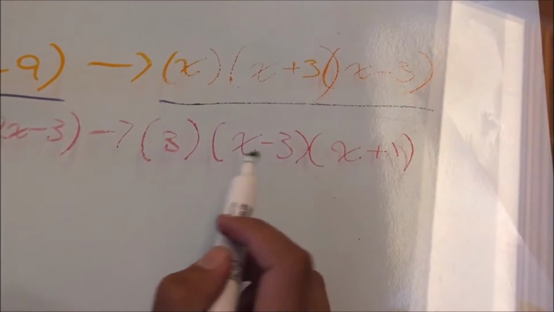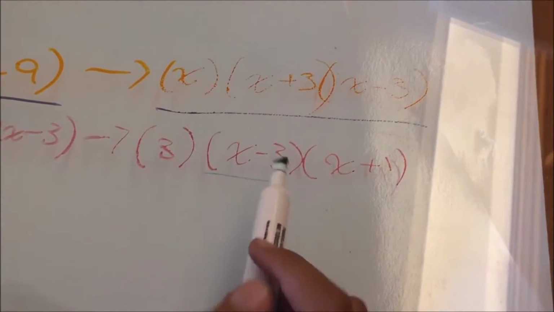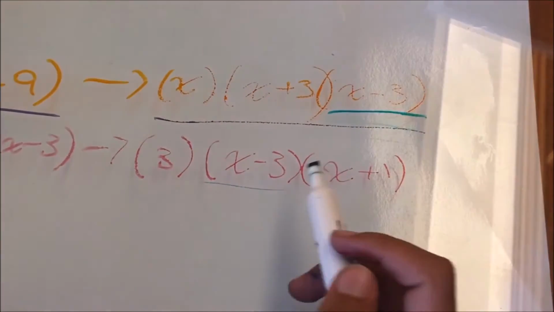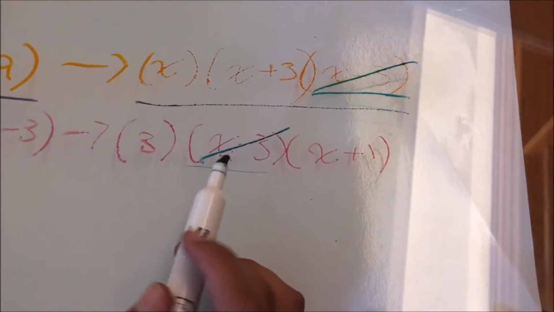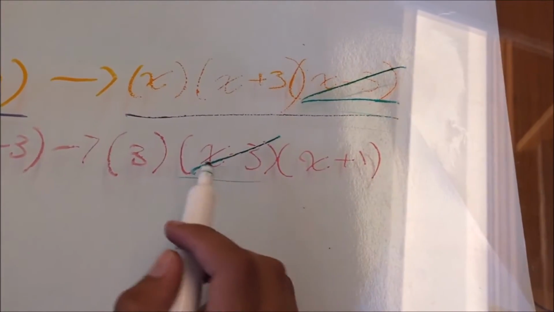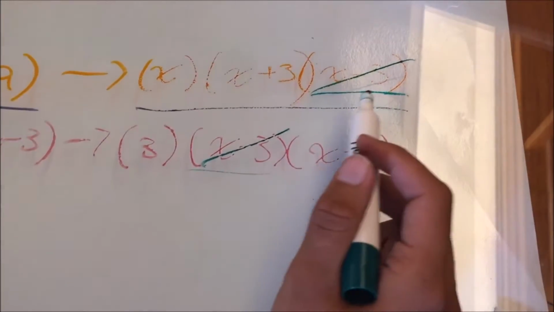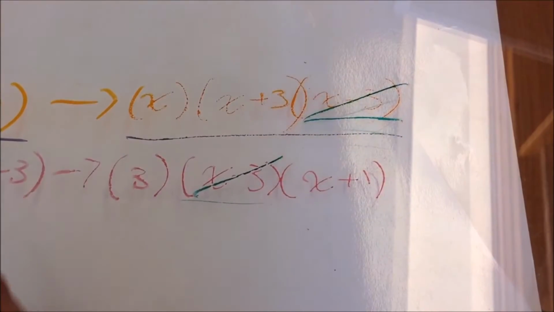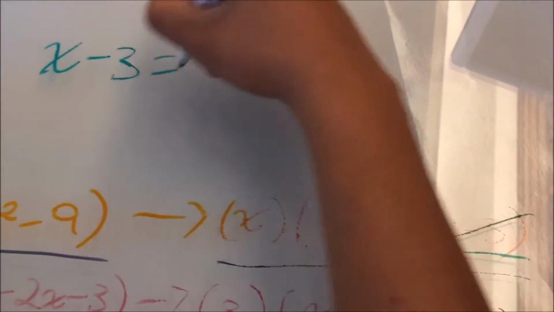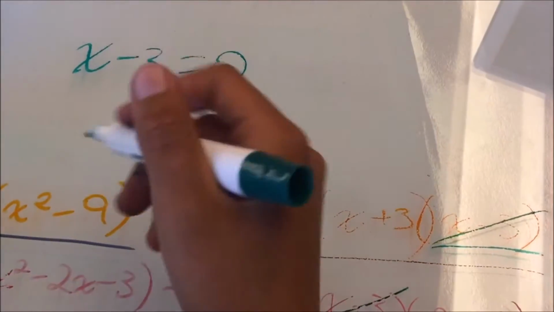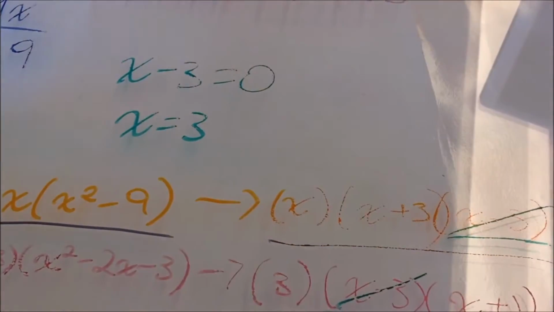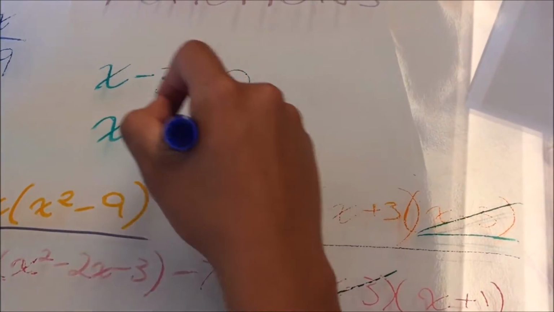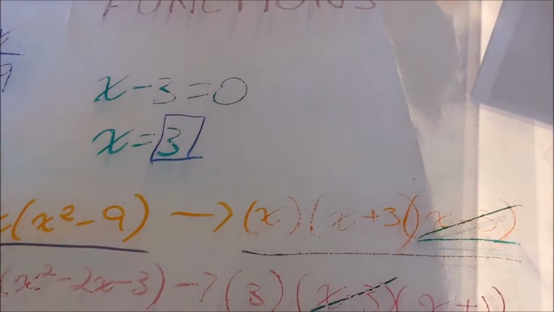Now we notice that we can simplify the x minus 3 in the denominator with the x minus 3 on top. So we cross them out. And whatever we eliminated, we need to set equal to 0. So we do x minus 3 equals 0, and we solve for x. So x is equal to 3. Now this 3 is our x coordinate for the hole. And now we need to get the y coordinate.